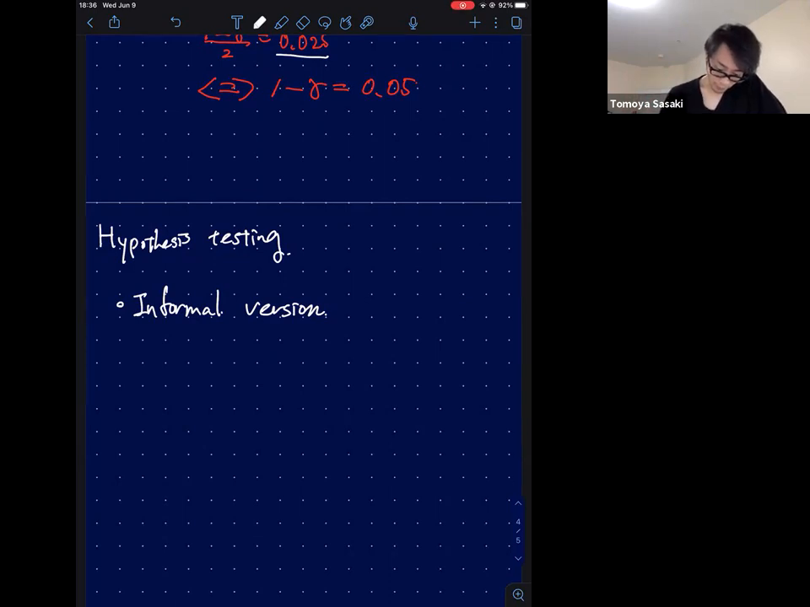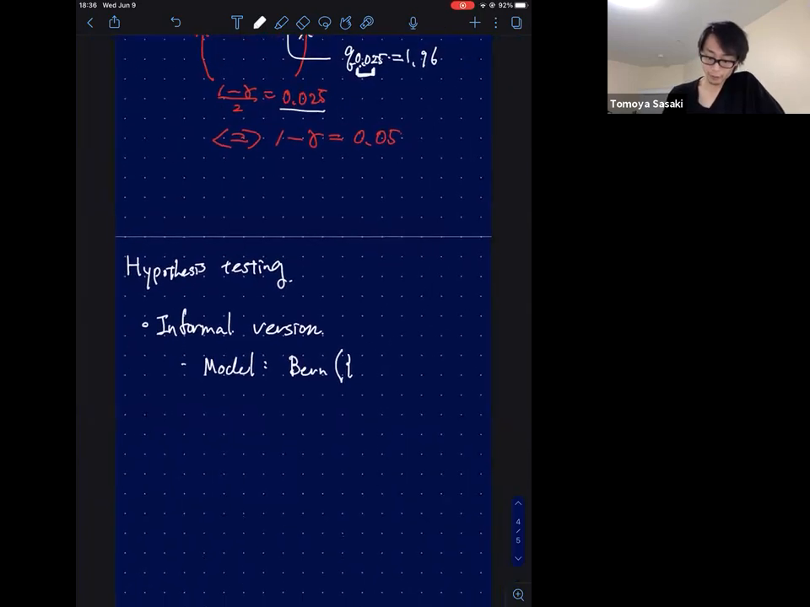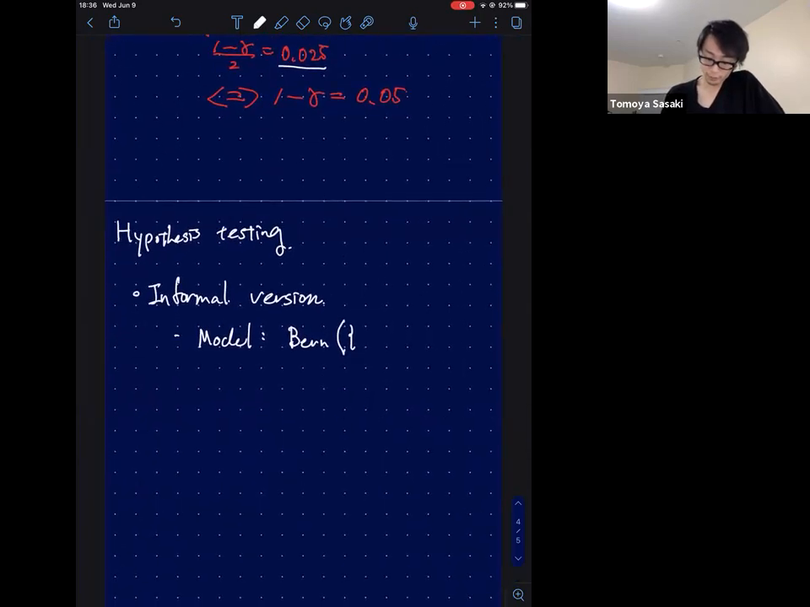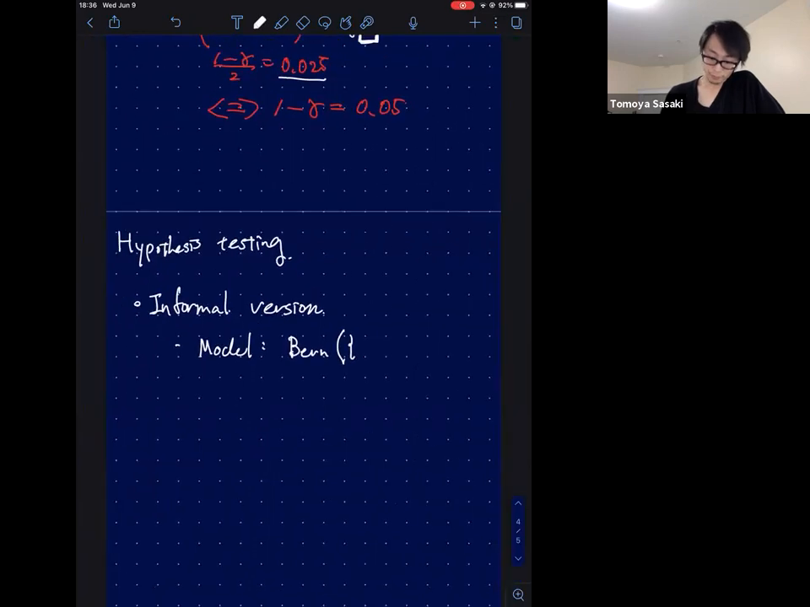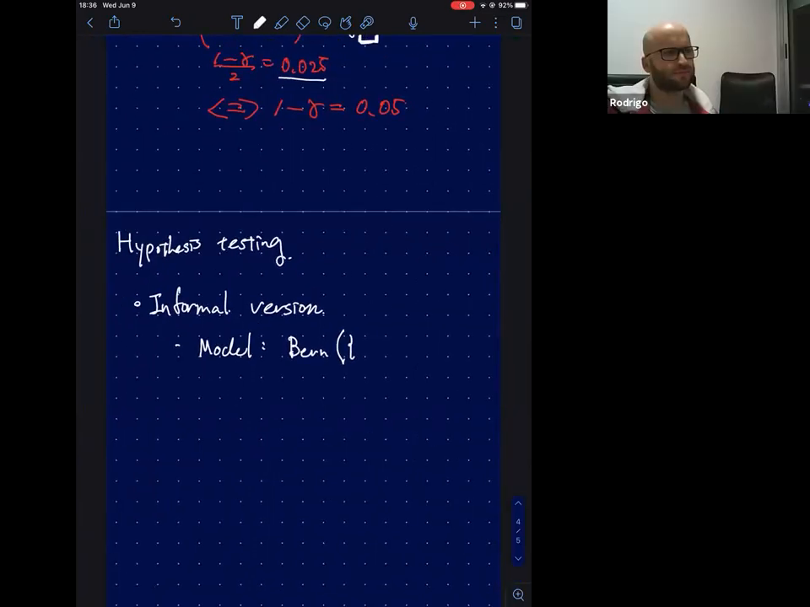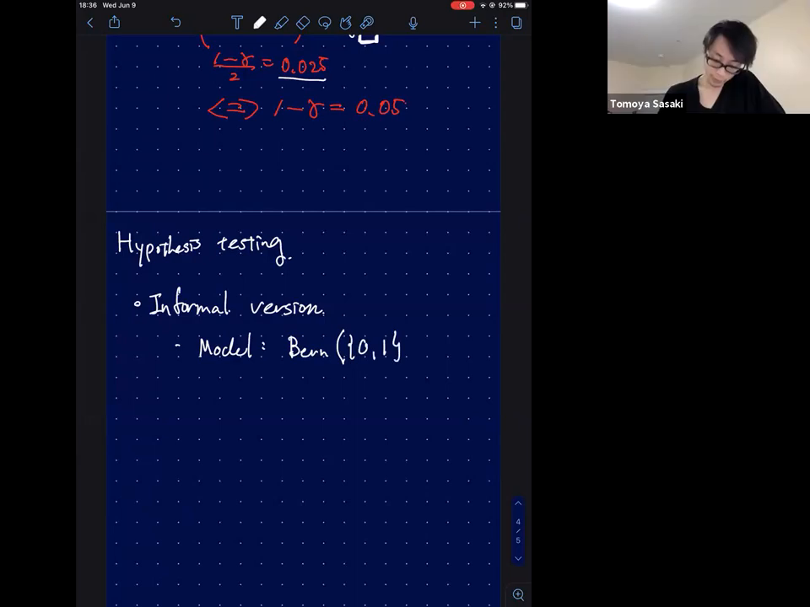So the statistical model we're going to use is Bernoulli. Can someone remind me the sample space of Bernoulli? Zero, 1. Yes, 0 and 1.